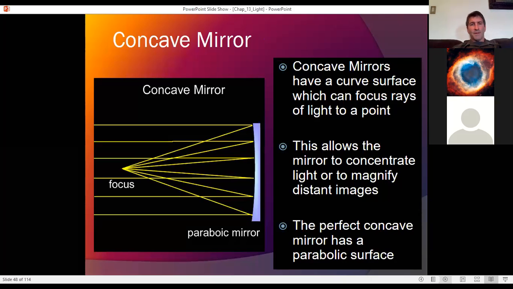Now, concave mirrors, these are sort of multiple personality mirrors. You think, well, convex makes things smaller, concave makes things bigger. No, not always. Concave mirrors have two different types of images. They have a virtual image, like the flat mirror, like the convex mirror, but they also can produce a real image too.